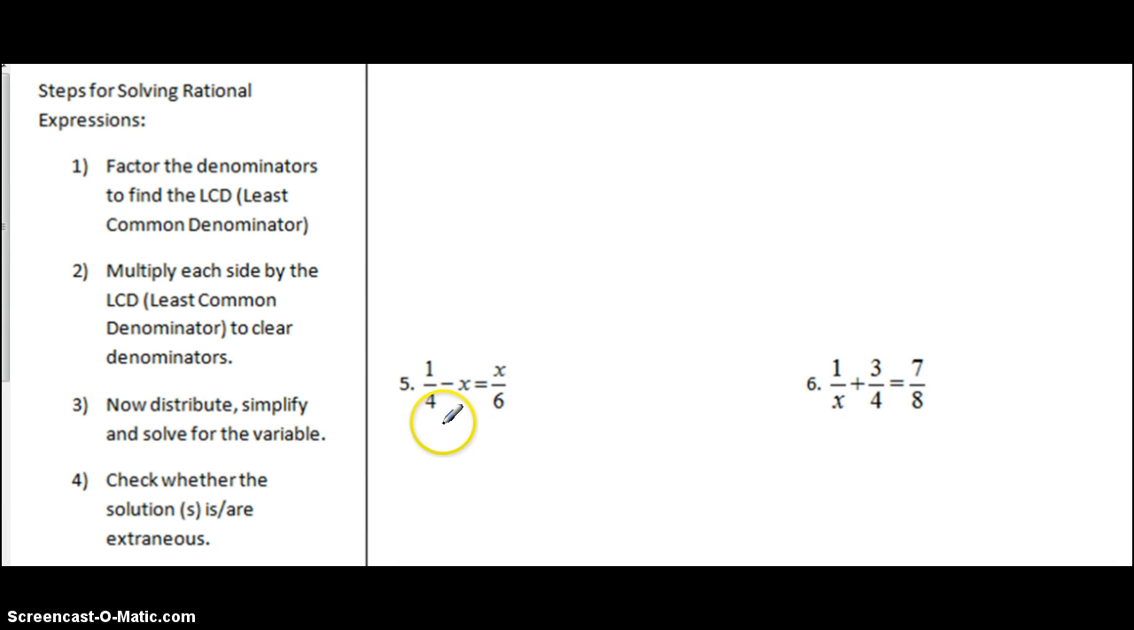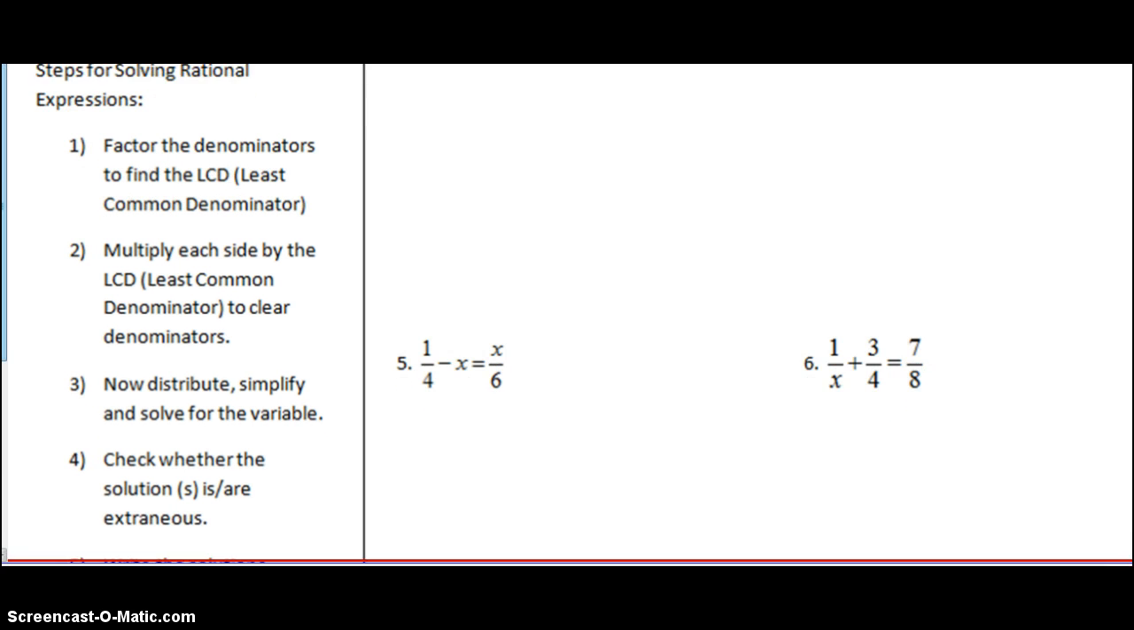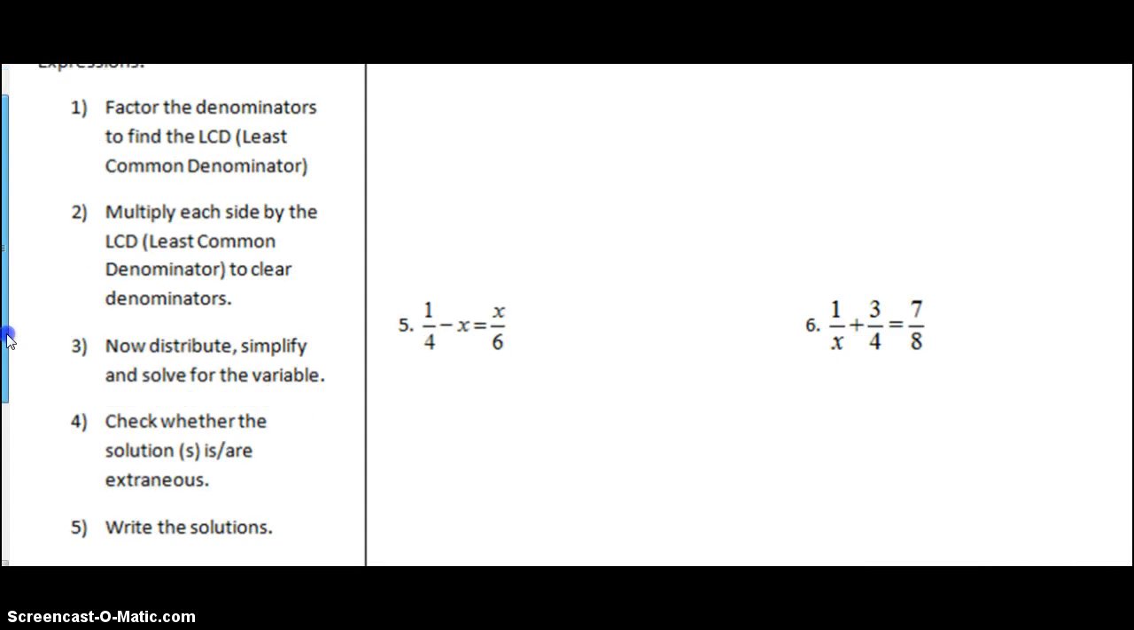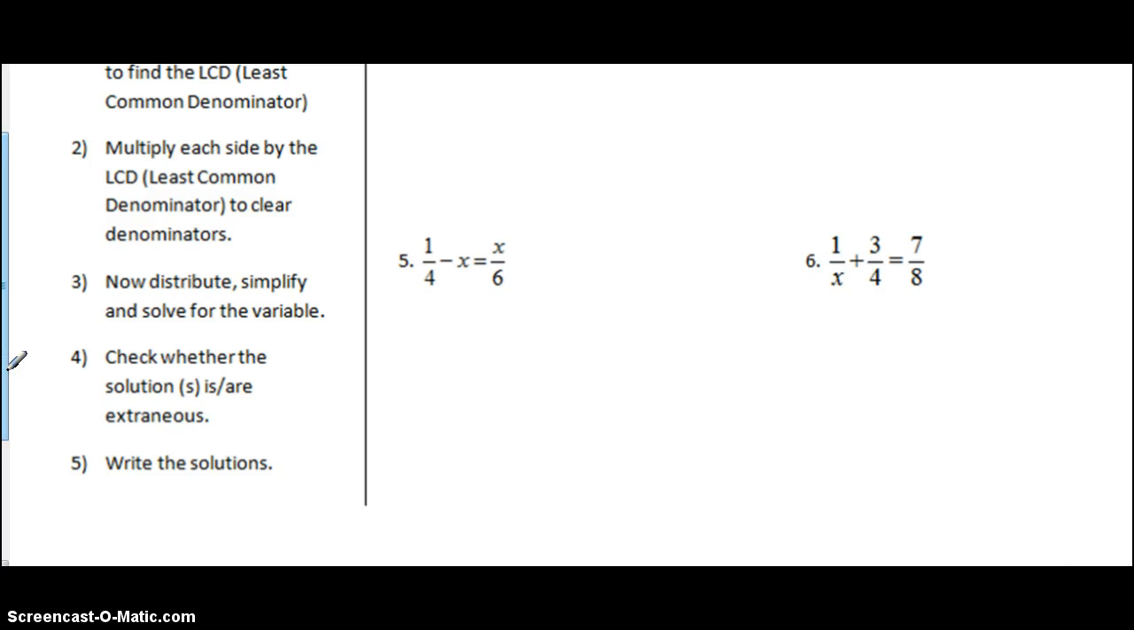Now, when we don't have two fractions equal to each other, the fastest way is to try to clear all our fractions. And our steps are listed here. If our equations need to be factored, that's going to be the best way to find our common denominator, and that's going to be first. Then we're going to multiply each side by the least common denominator. Then we'll distribute and solve. And last, we'll check and make sure our solutions aren't extraneous, and then we'll write the solutions.